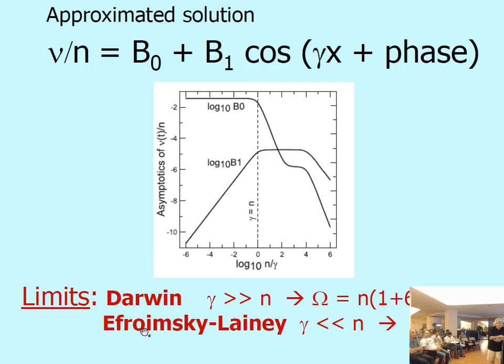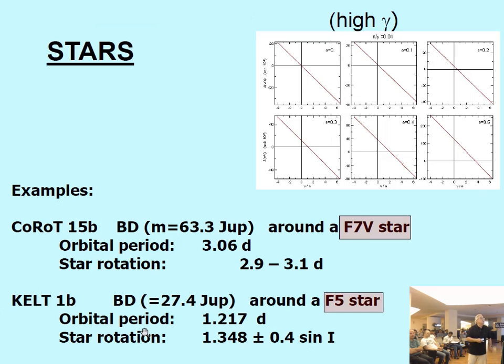So, in the limit on the left side, I have omega equal to n plus 1 6 e squared, Darwin. So in gaseous bodies, I have exactly the same behavior as in Darwin theory, the canonical Darwin theory, not the modified Darwin theory. And on the other side, I have the Efroimsky possibility, in which, in the final state, omega equals n, with an oscillation. The limited oscillation is not considered. But besides this, we have an oscillation, as I have shown you.